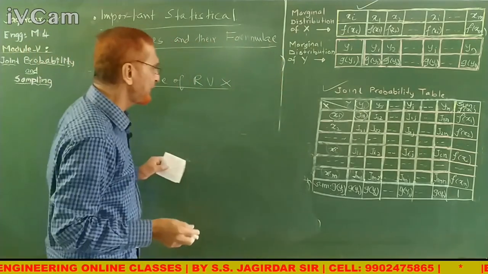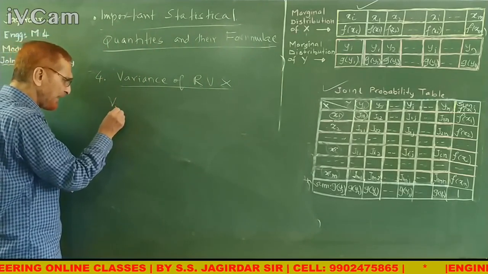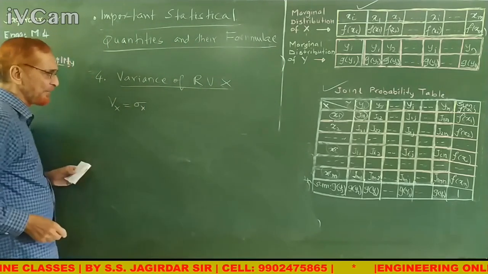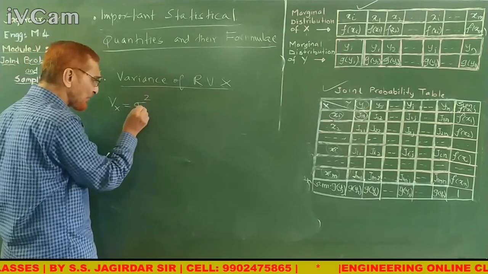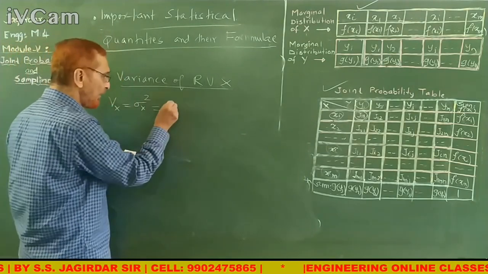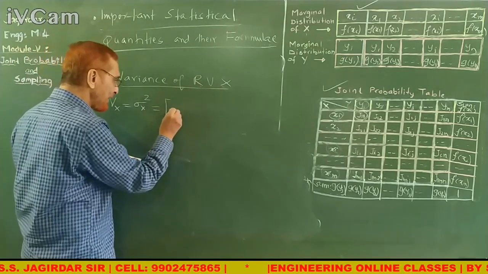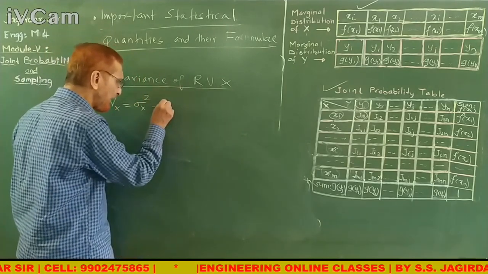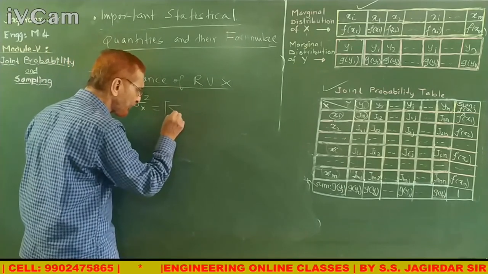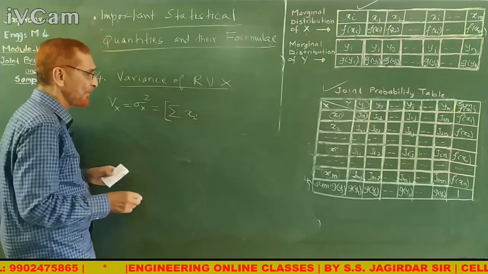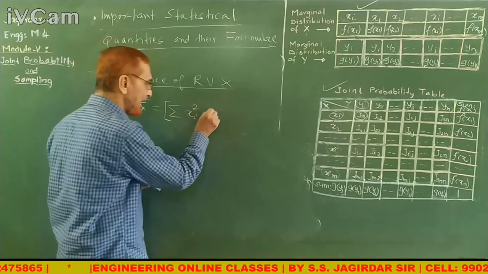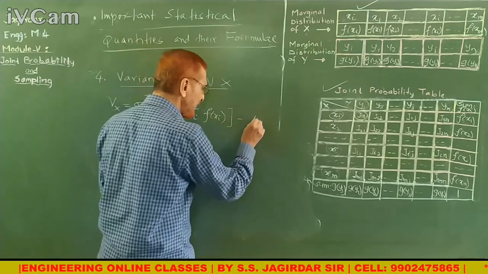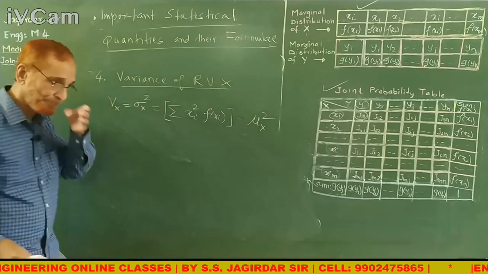Now, for the variance of random variable x, what is the symbol? You see, capital V x, or you can use the symbol sigma x squared, because variance is always the square of sigma, is equal to, again similar, you have to take up sigma, but this time xi square, multiplied by f of xi, and minus mu x square. This is the formula. How is this formula calculated?